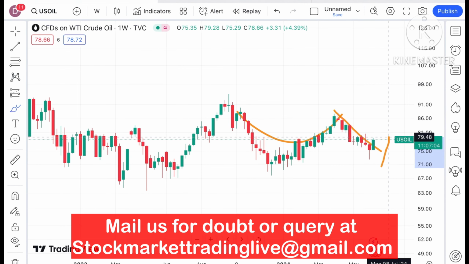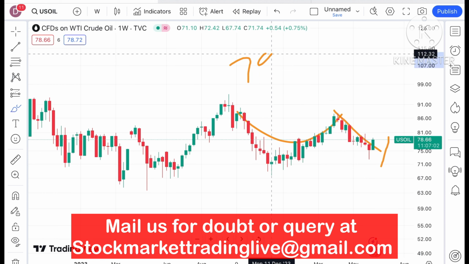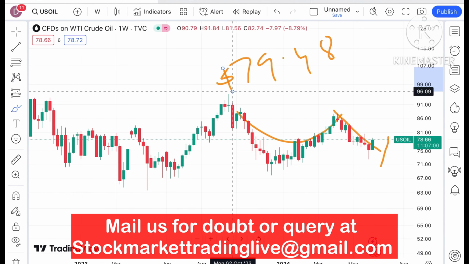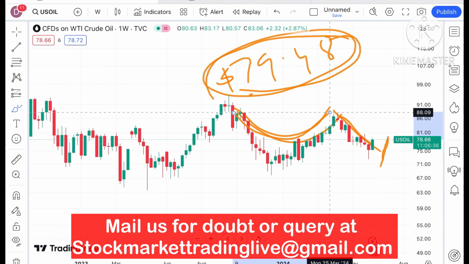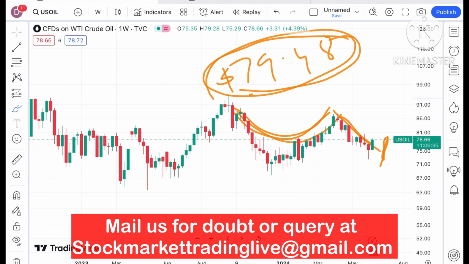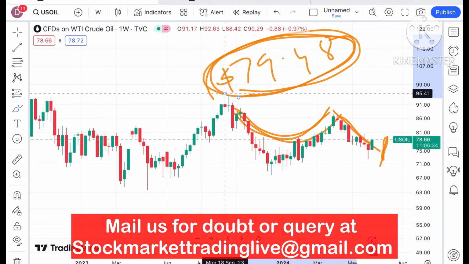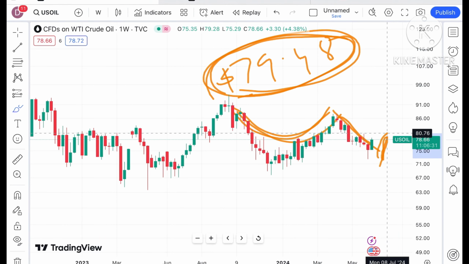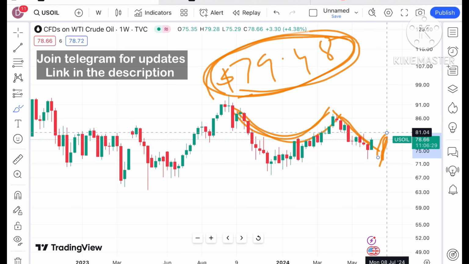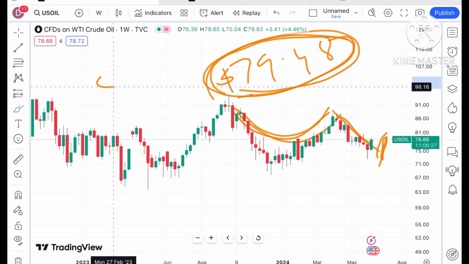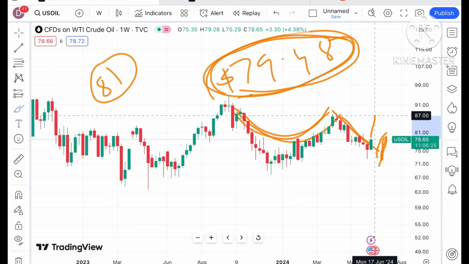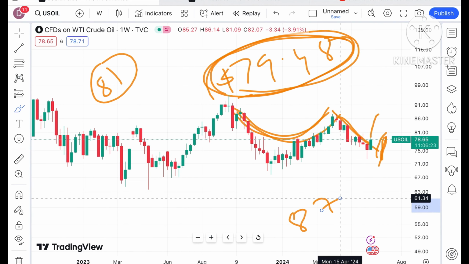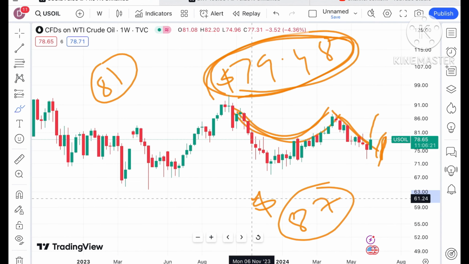After that there is a fall, and now if you look at this trend, we have seen a level of $79.48, creating a U pattern. After that there is a fall, and 79.48 is already a weak resistance. So chances are very high that if the price sustains this level, we can see further upside towards a level of 81, and if it starts sustaining above this level, a probability of crossing 87 we can see.